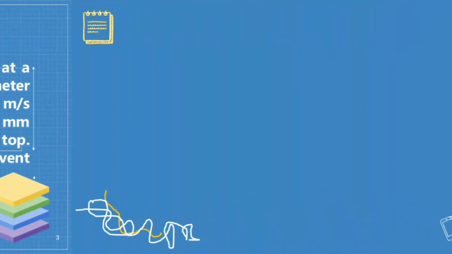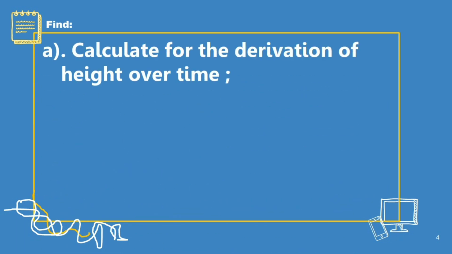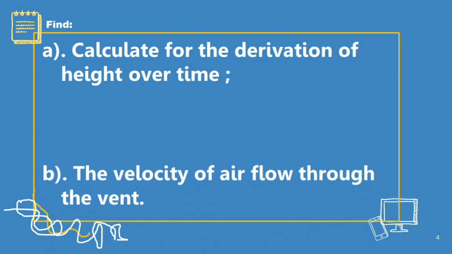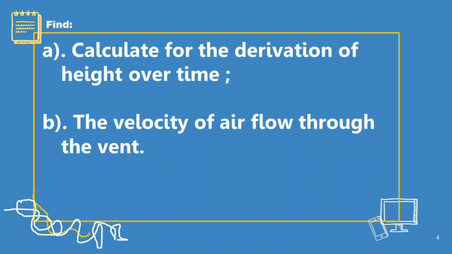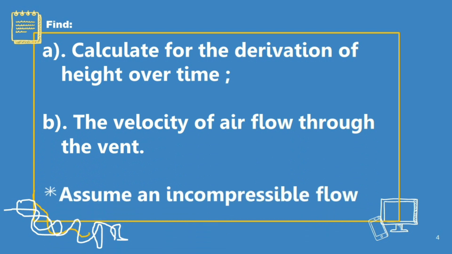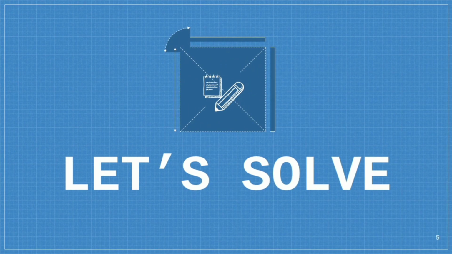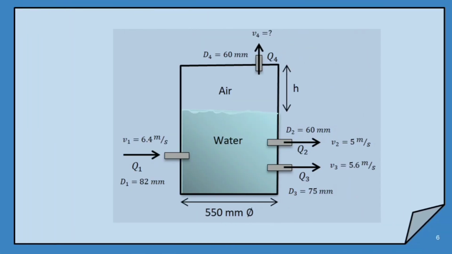For our first task, we are tasked to calculate the derivative of height over time and the velocity of airflow through the vent, assuming an incompressible flow. Bring out your pen and paper and together let's solve this problem.